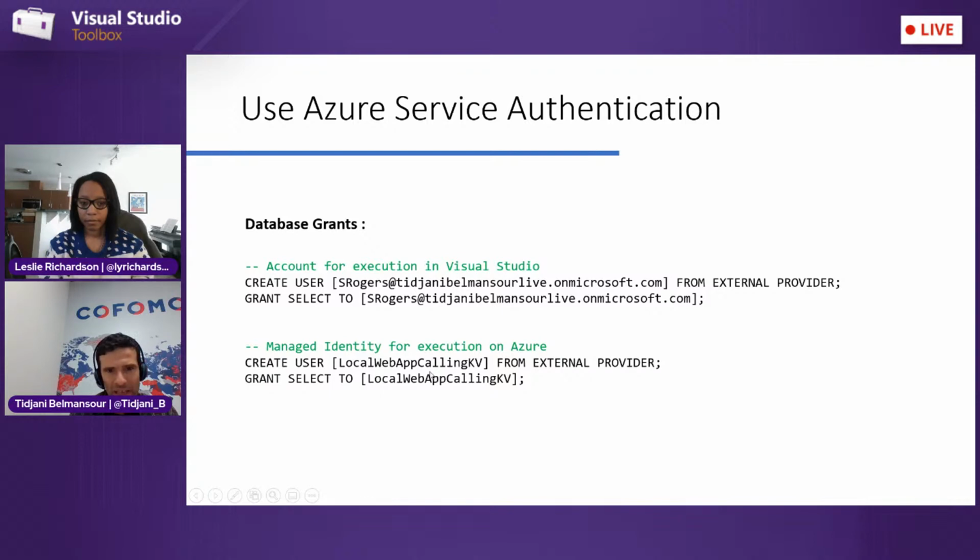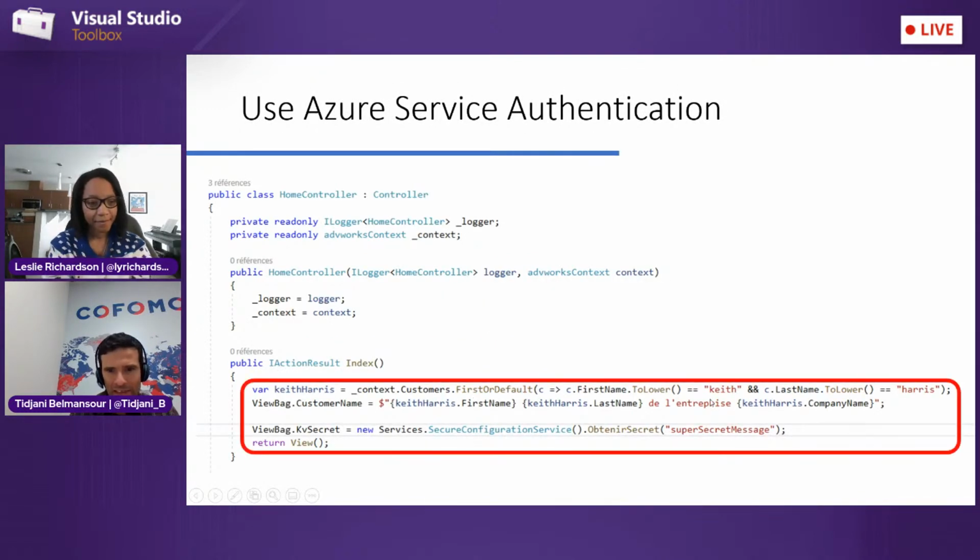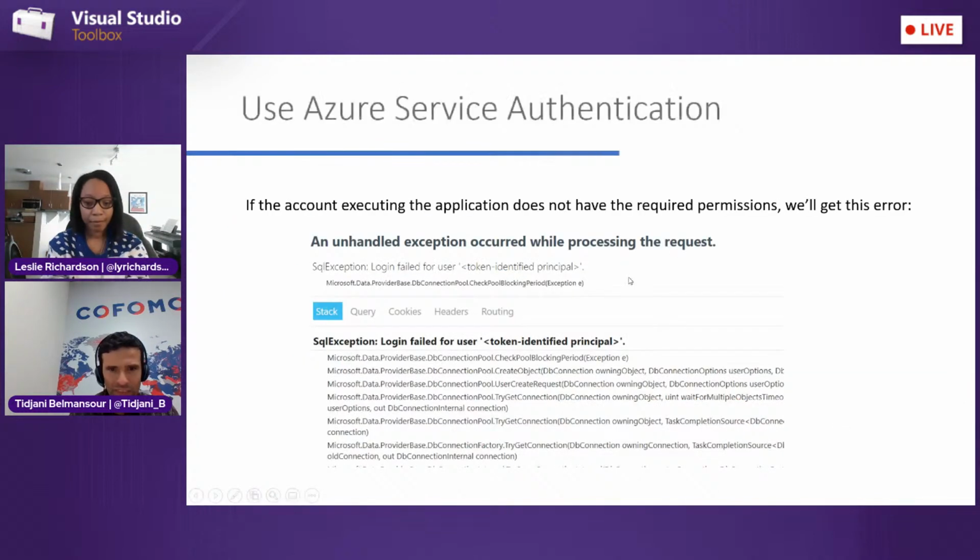We can do the same for the managed identity of our application. Okay, so here, once again, we have a granular access or permission. So my user can only do select on the database and can do no harm to the database. Great. Okay, and then here I can access the database as usual. If my user doesn't have permission on the database, we will get a SQL exception, and the message will be login failed for user token identified principal. So we'll know that our user doesn't have permission on the database.